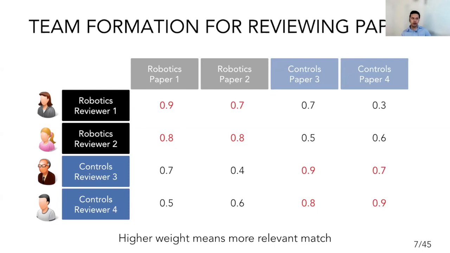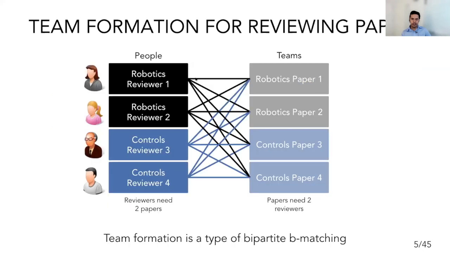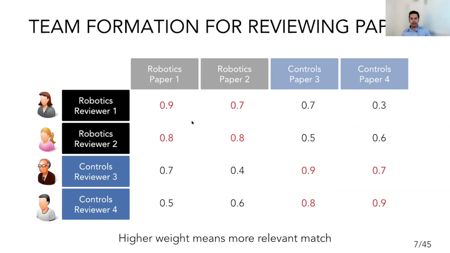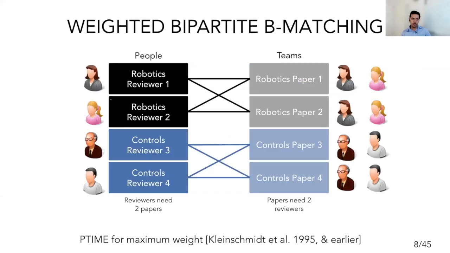So we know that robotics reviewer 1 is quite relevant for this specific paper, so they get a score of 0.9. And they do not get a very high score for this paper on controls, because that's not related to their research topic. Now, let's say we have this information. So we have the edge weights within this graph. So for every edge, we know how good the match will be. Now, our goal is to find a good team. So essentially, how do we form teams such that every paper gets the appropriate reviewers?